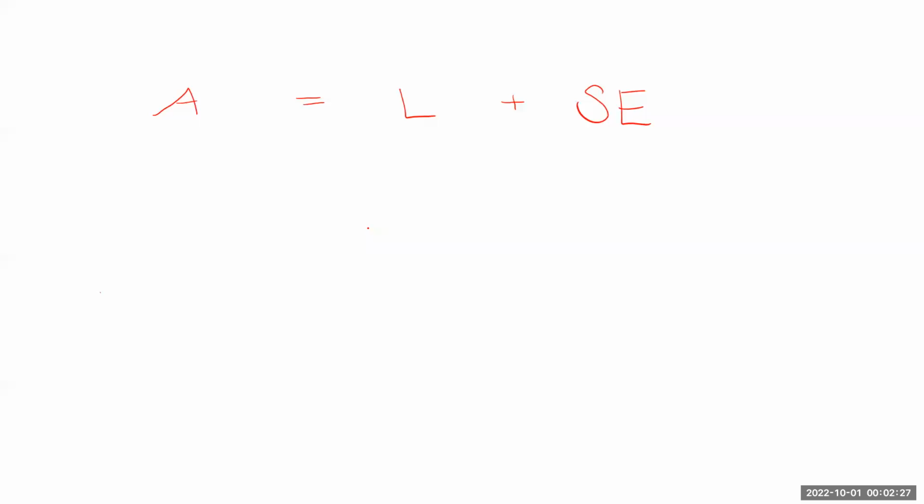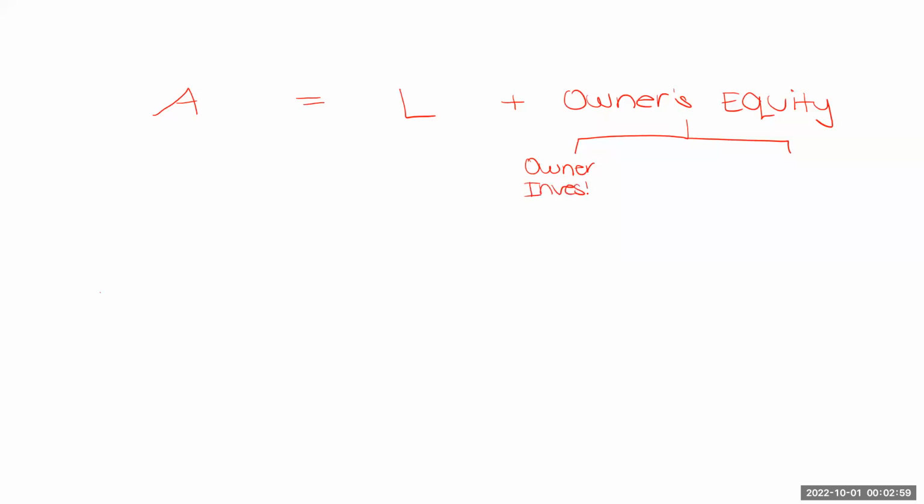And there is a nice illustration of this in the chapter as well. All right, so when we expand it, we expand this equity part right here. Okay, so let me write this out. Stockholders' or owners' equity is made up of two main items: the investments that the owner makes, so I'll say owner investments, and retained earnings.